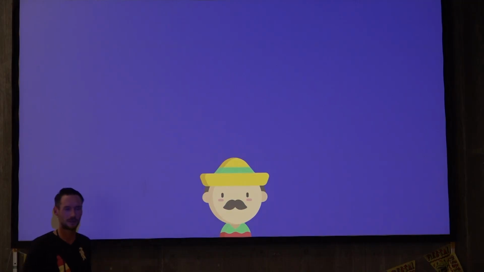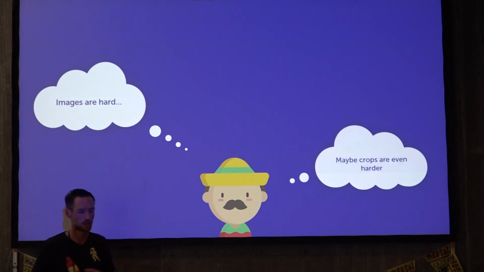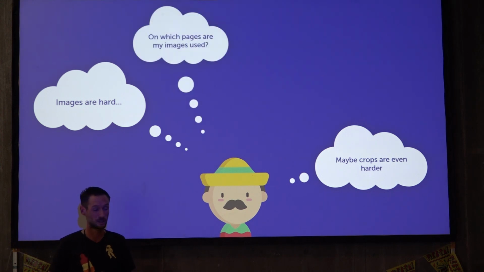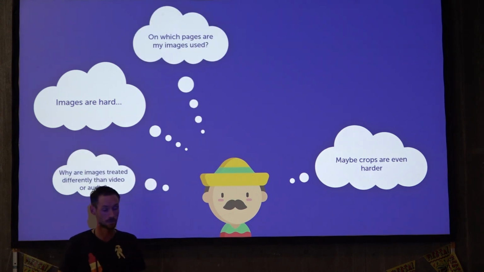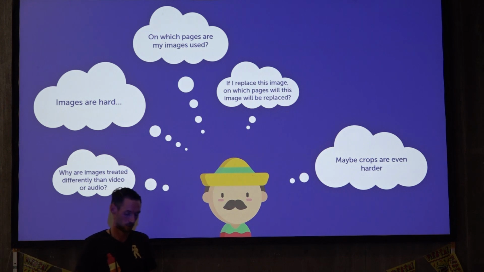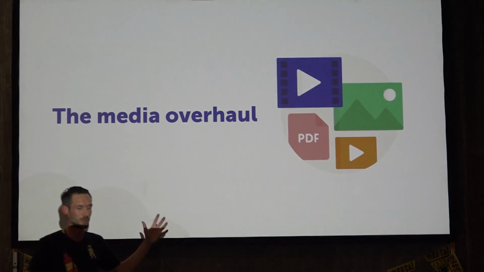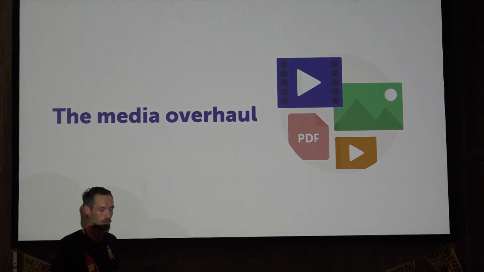The first theme, or first version, is this. This is one of our clients. Not really, but in my dreams, clients look like this. And questions we get a lot are: images are hard, or crops are even harder. Where are my images used? Why are images different than video or audio? What will happen if I replace an image? And for our bigger clients, why can't I use a corporate media library, for example? So I came up with this session, the media overhaul version of Umbraco, where we put in all our thoughts about what we want about media and try to make it better.